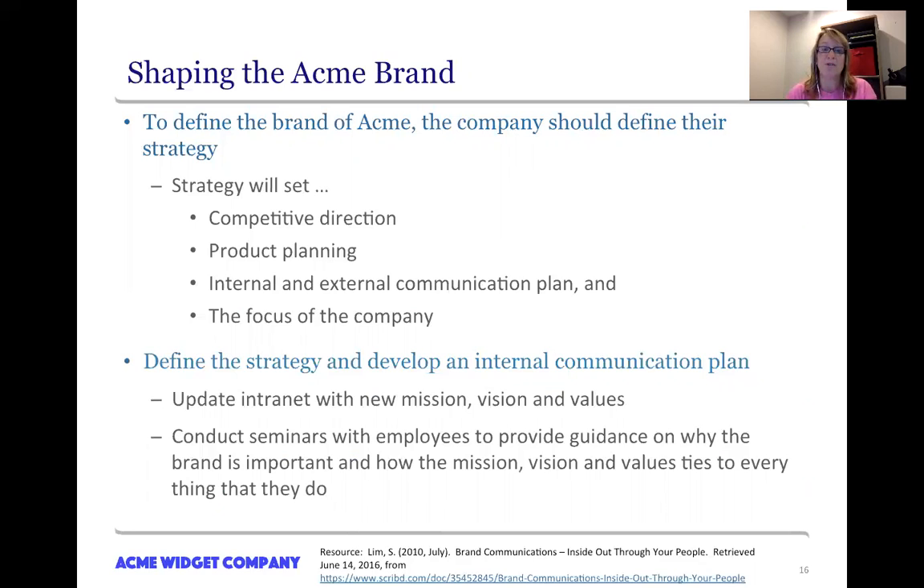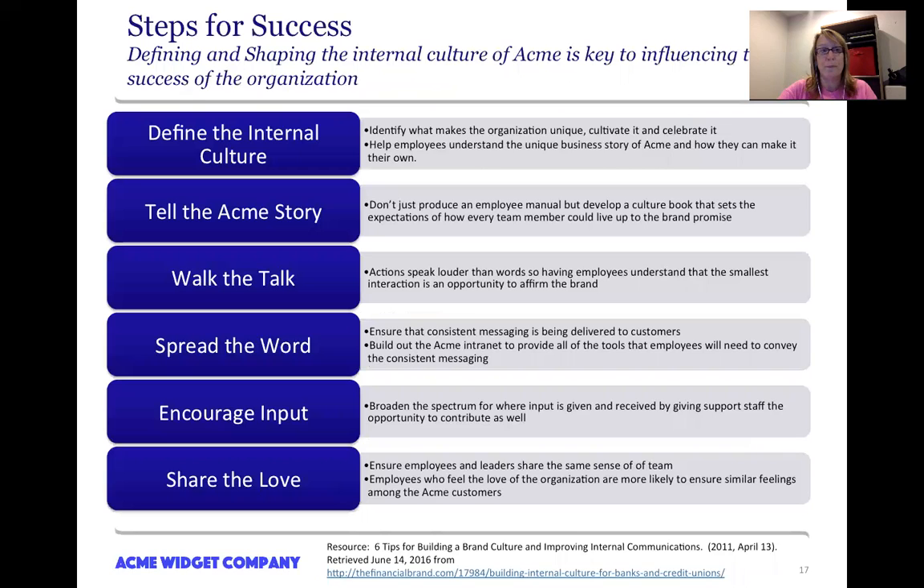When we define the strategy and develop an internal communication plan, then it should be updated on the intranet to make sure that all employees are aware of the new mission, vision, and values. And then we should also consider conducting seminars with employees to provide guidance on why the brand is so important and how the mission, vision, and values tie into everything that they do.